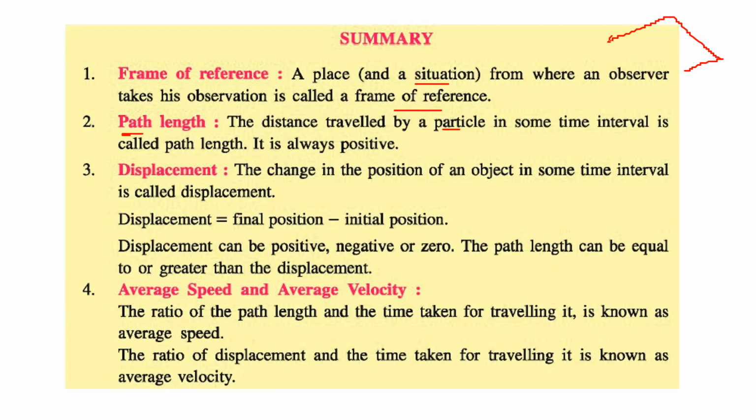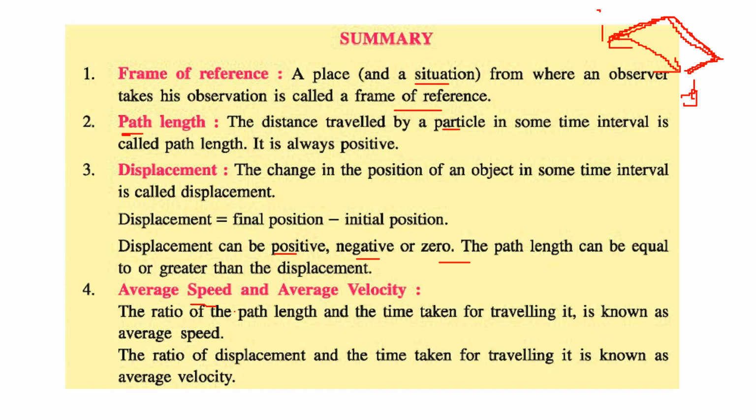So from here it starts, comes here, so this is the change in the position, this is called the displacement. If you add all these, it is the distance. So displacement is simply the final position minus the initial position. The displacement can be positive, negative or 0, and the path length can be equal or greater than the displacement, but it cannot be less than.